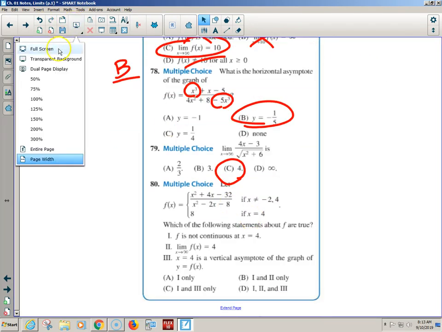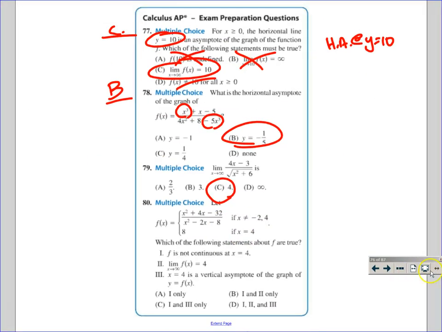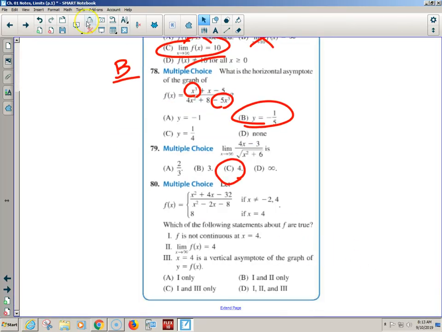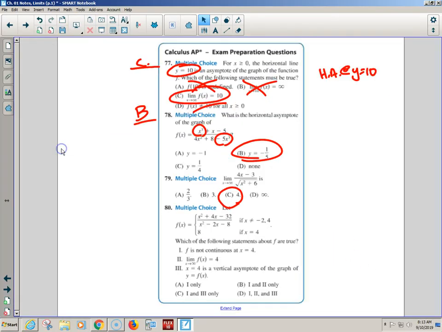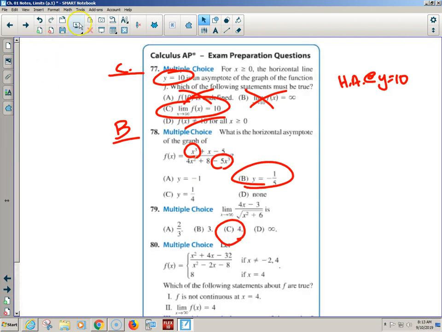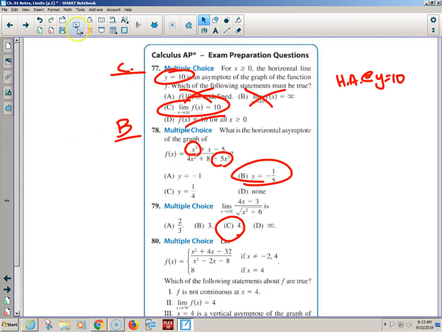Ooh, can I make him any bigger? Maybe I can. No? Well, that's a struggle. All right, well, the only way to zoom in, I guess I could do that. No, that's not going to work either.